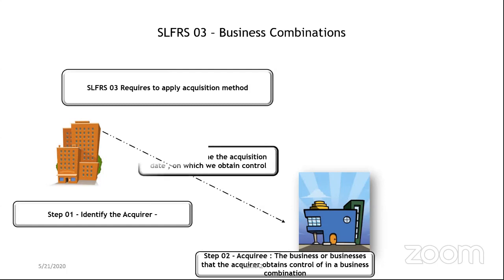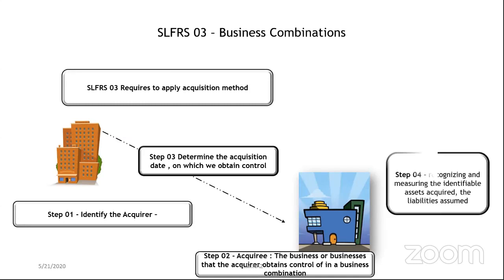The important thing is that you need to determine the acquisition date. In your examination, the examiner will say A Limited bought B Limited on 1st January 2019. You need to know all of this, right? And these are steps 1, 2, 3. Step 1 and step 2 you can combine together, but I have given them separately for your evaluation. So you need to identify the acquirer, the acquiree, and determine on what date we bought the subsidiary company.